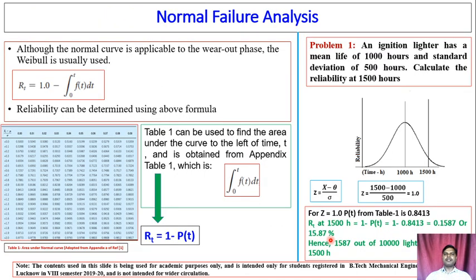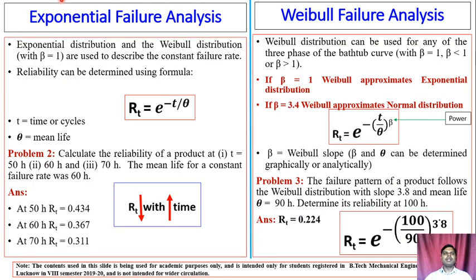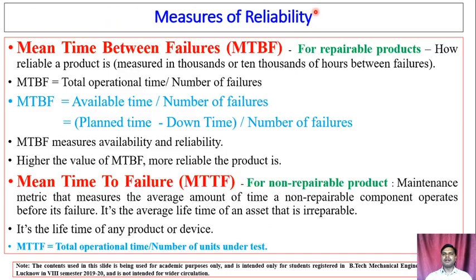So these expressions are used to analyze the failure when the failure seems to be normally distributed, when it is an exponential failure, or a Weibull failure. As we have seen, Weibull can be used for any phase of the bathtub curve. So we'll see how the reliability is measured.